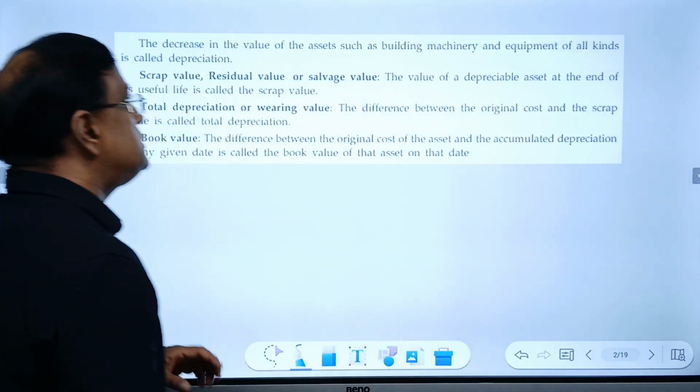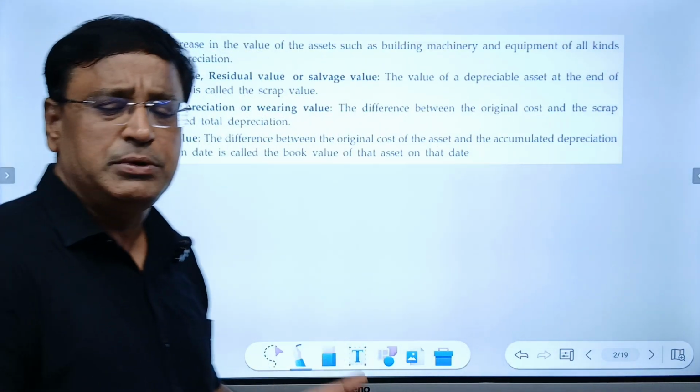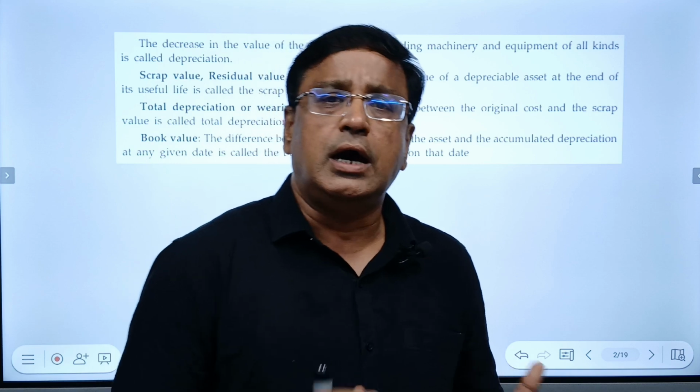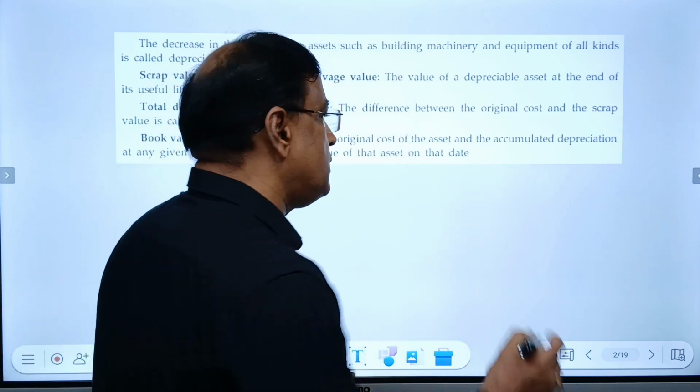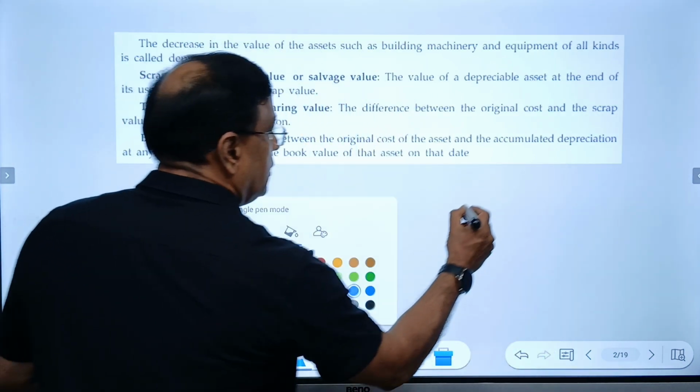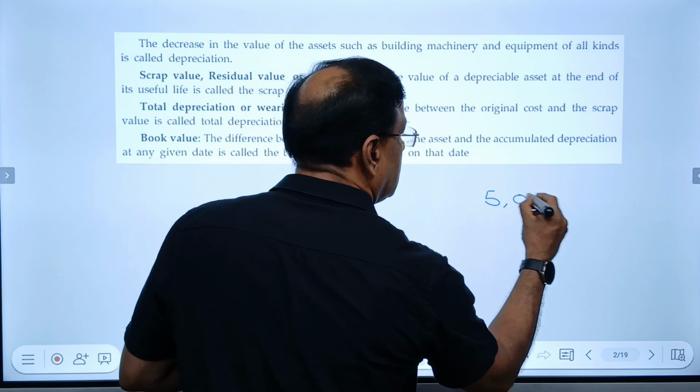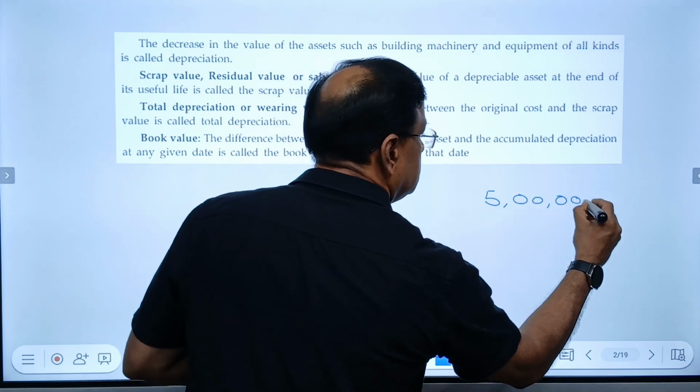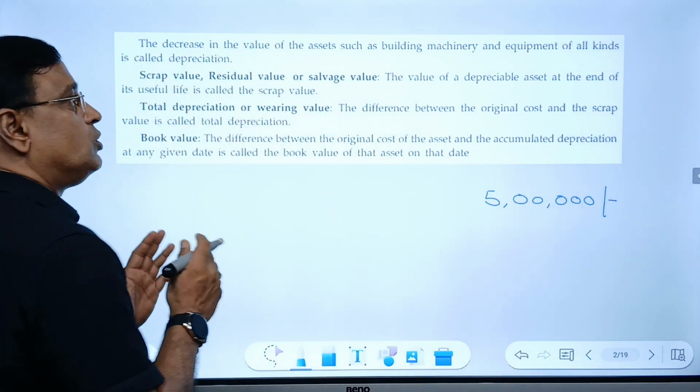First of all, let's understand what depreciation is. Suppose I buy a car today. Suppose the cost of the car is, say, 5 lakhs. The market value of the car is 5 lakhs. This is the original cost.